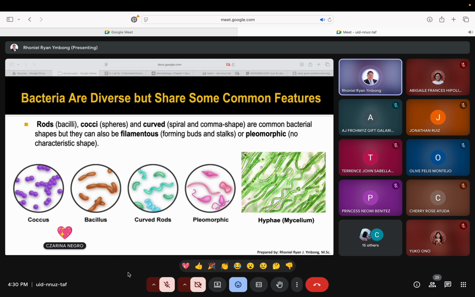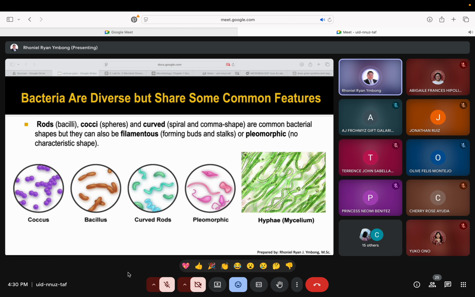So, these are just the common bacterial shapes that we can eventually see under the microscope. But since we are not in the laboratory, you can just Google some of these examples, as you do with your laboratory exercise number 2. So our laboratory exercise number 2 is all about bacterial cells.